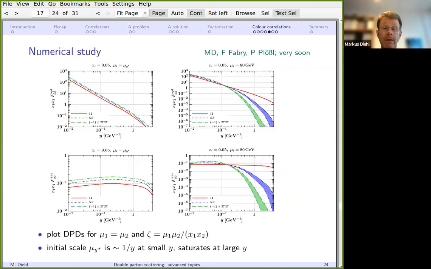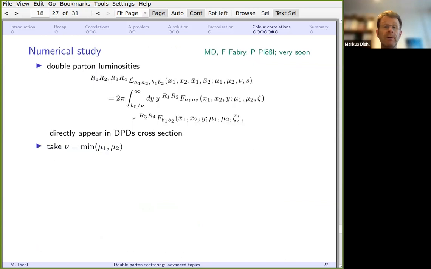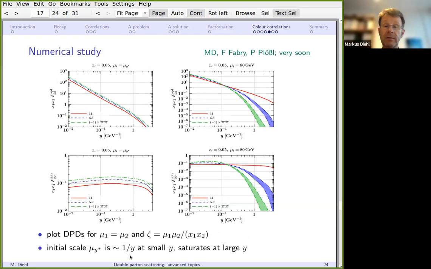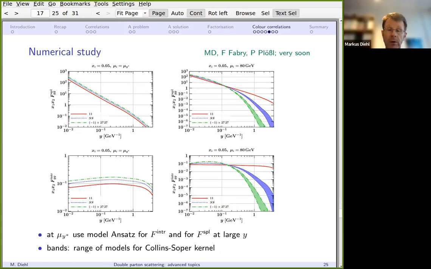So that's what's written here. And let me skip over that. The nicest way, perhaps, of showing this Sudakov suppression, let me discuss it here, is to show the y dependence of the double parton distributions. Here it is at the initial scale. That's basically 1 over y, if y is small, because that's what I explained to you. That's the natural scale of the splitting. That's where you want to initialize your DPDs and compute them by splitting if y is small. If y is large, you have to make a model, which is what we did here.